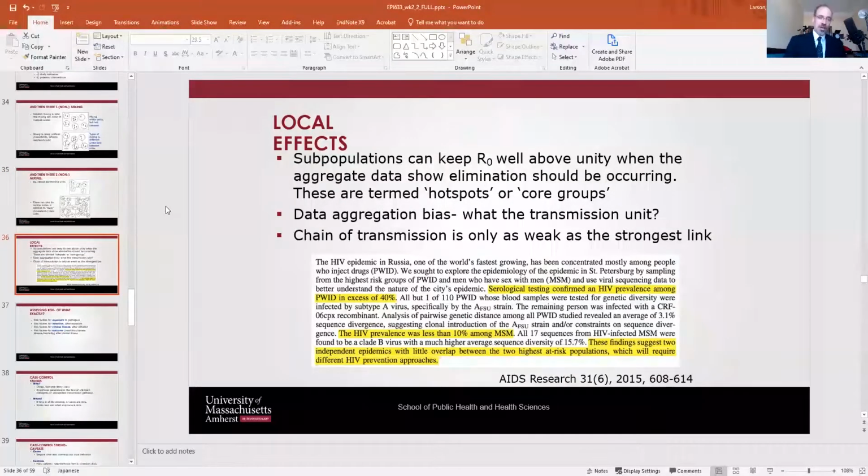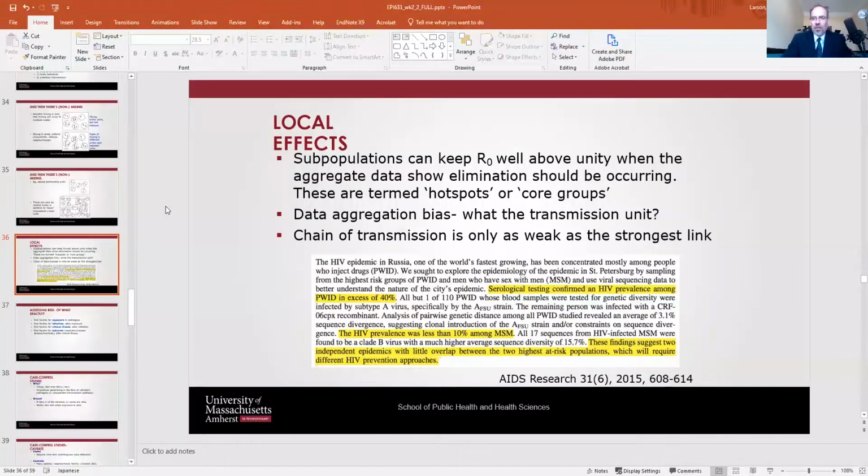Local effects can happen. Subpopulations can keep R well above unity when aggregate data show elimination should be occurring. These are termed hotspots or core groups. You definitely see this a lot with sexually transmitted diseases. Some core groups have high levels of sexual contact, of serial partners, and they continue as hotspots, whereas others do not.